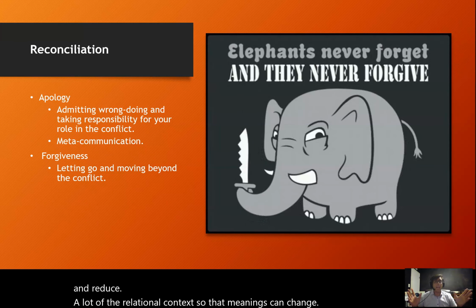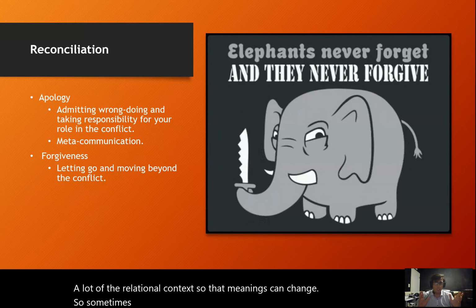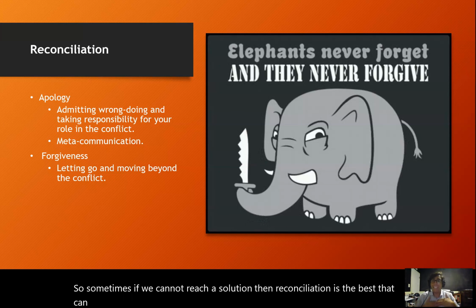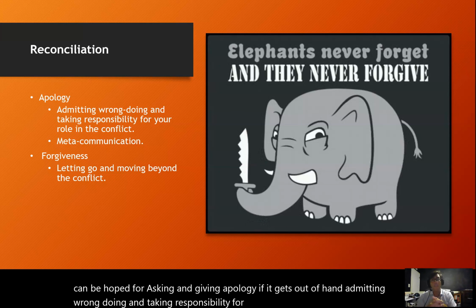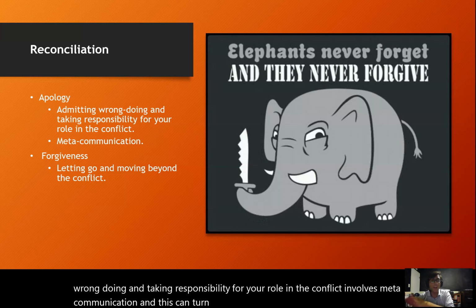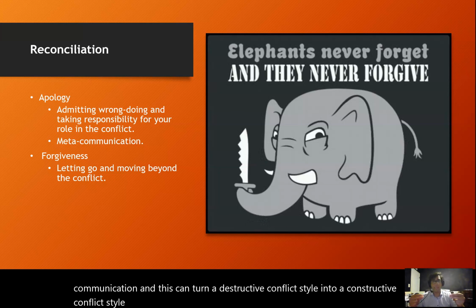So sometimes if we cannot reach a solution, then reconciliation is the best that can be hoped for. Asking for or giving an apology if it gets out of hand, admitting wrongdoing, and taking responsibility for your role in the conflict involves metacommunication. This can turn a destructive conflict style into a constructive conflict style by engaging in some metacommunication, which is communicating about our communication.